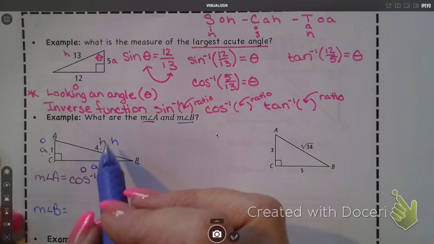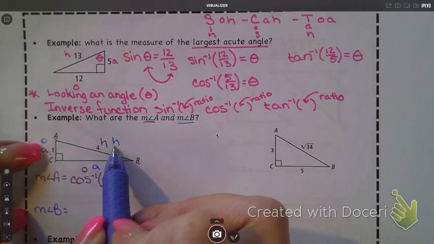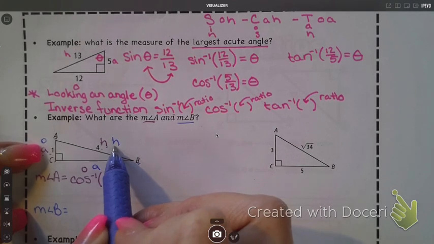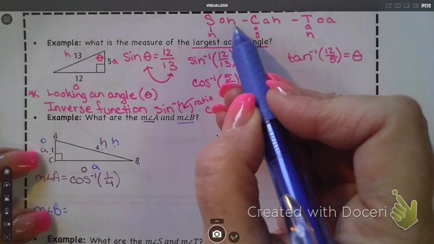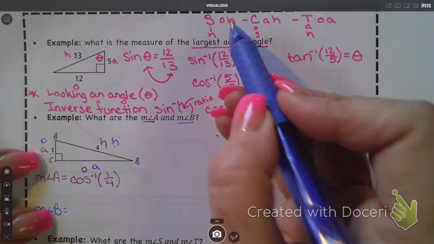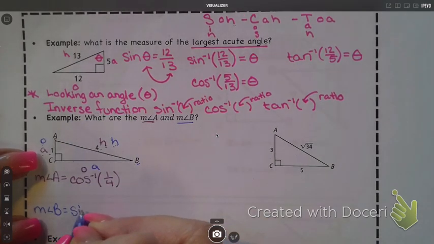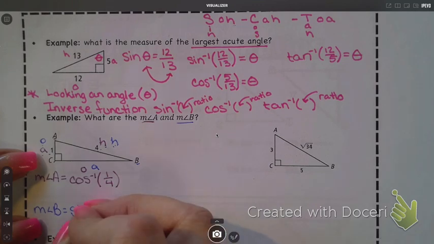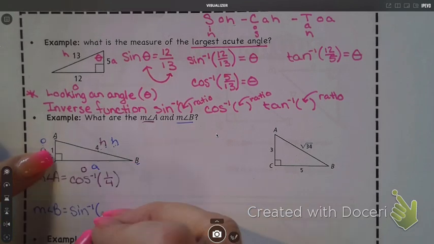So I have the opposite and the hypotenuse, so what function do I have to use now? Sine. Sine is opposite and hypotenuse. So when I'm looking for an angle, I'm going to use what kind of function? Inverse. So inverse sine. And how do I show inverse? Negative 1. And what is the opposite of B? 1. And the hypotenuse is 4.